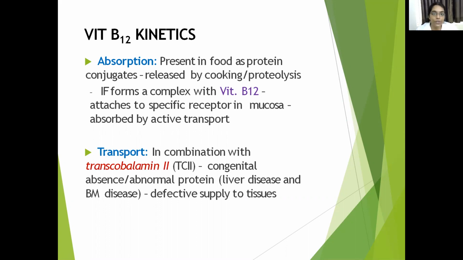Then how is it transported in the blood? It is transported in combination with the beta globulin, transcobalamin 2. But when there is a congenital absence of transcobalamin 2, or there is an abnormal protein called transcobalamin 1 or transcobalamin 3 that is seen in liver disease and bone marrow disease, that leads to defective supply of vitamin B12 to tissues. So where is it stored?